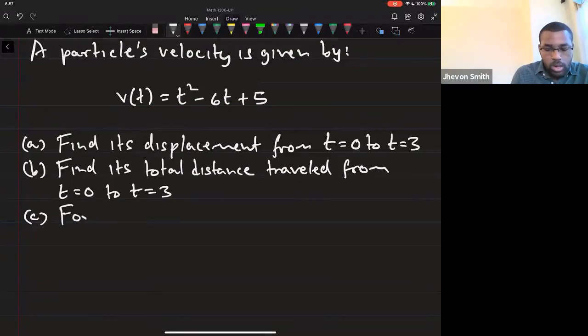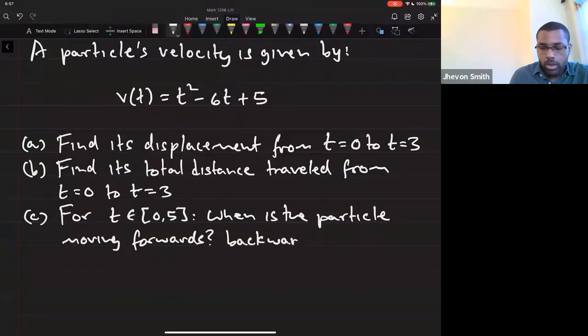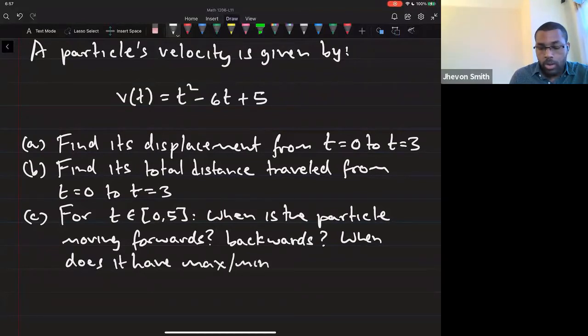C, for t in, say, 0 to 5, when is the particle moving forwards, backwards? When does it have max velocity or min velocity?